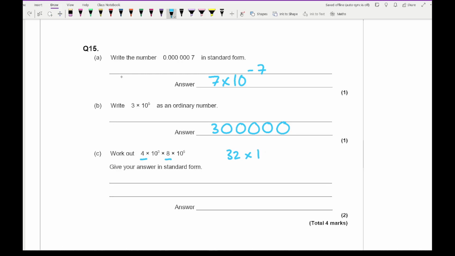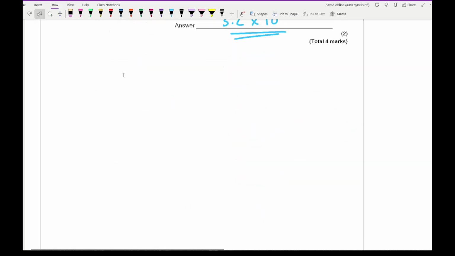And then with C, I've got 4 times 8, which is 32, times, and then add the powers of 10, so I've got 10 to the power 8. Now that's not in standard form, so if I make this number smaller, I need to make the power bigger, so it's 3.2 times 10 to the power of 9.